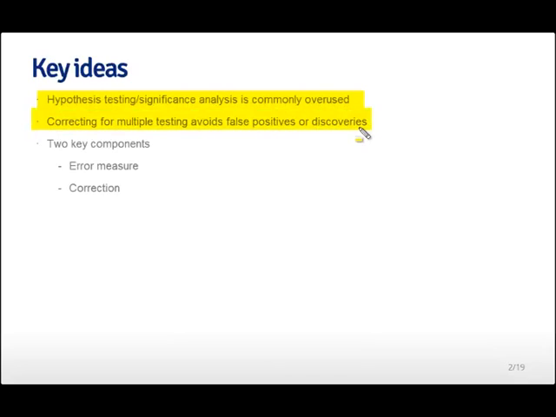So what we would like to do is correct for multiple testing to avoid false positives or false discoveries when performing analyses with many variables. There are two key components to multiple testing corrections. First, a definition of an error measure that you would like to control, and then a definition of a correction or a statistical method that's used to control that error measure.